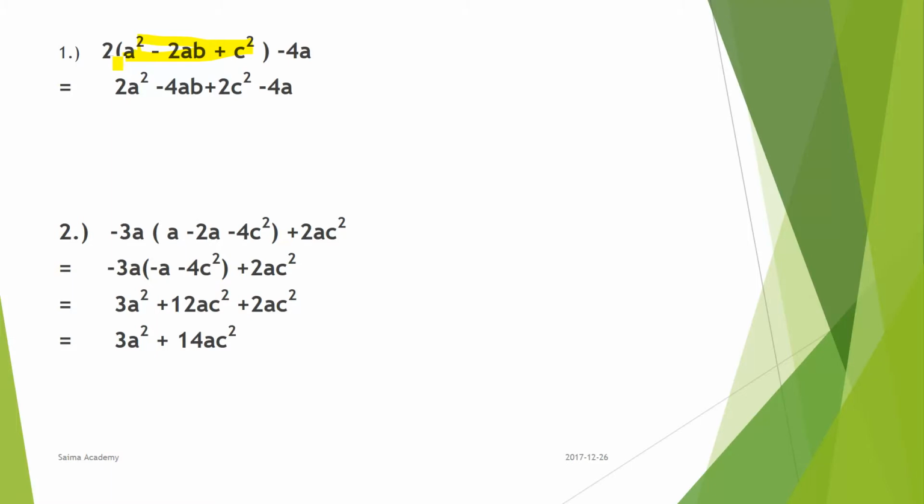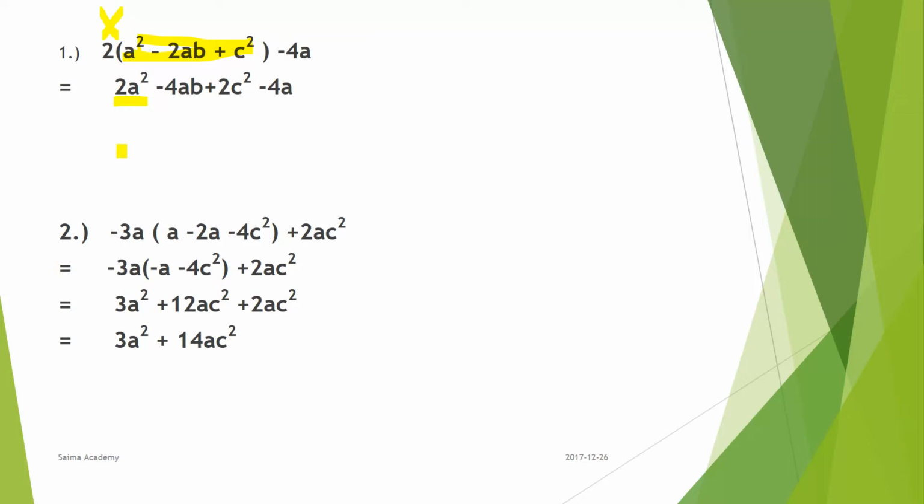Then comes the multiplication. See this 2 and this parenthesis. There is no sign between 2 and this bracket. If there is no sign, it means this is multiplication. You have to multiply 2 with a square minus 2ab plus c square individually. You do not have to multiply all together. No, one by one. First we multiply 2 with a square. So it will be 2a square.